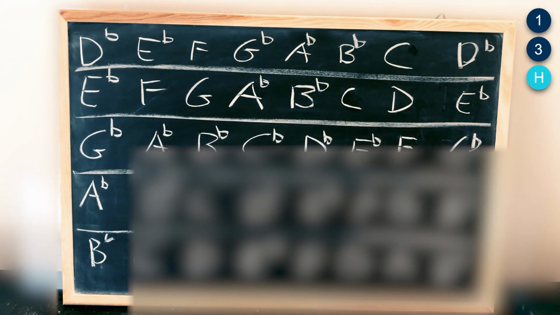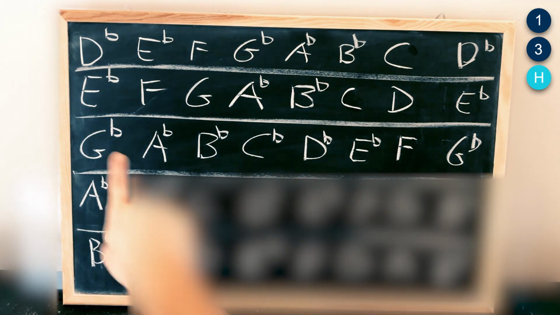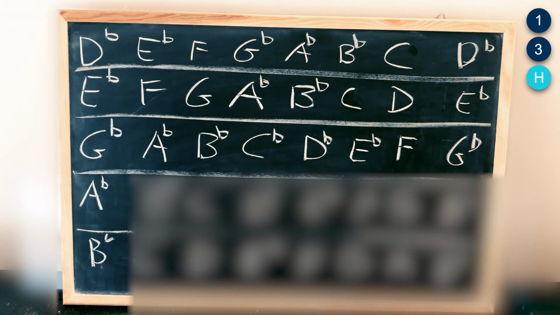Let's have a look at G flat major. This one, everything is a flat except for the F. So G flat, A flat, B flat, C flat, D flat, E flat, F, G flat.